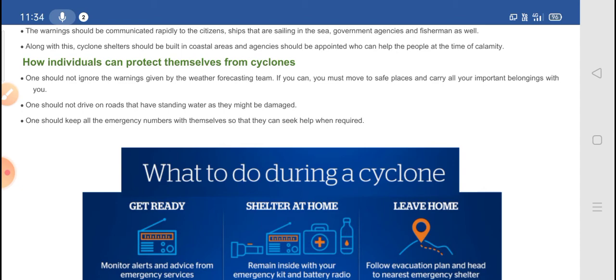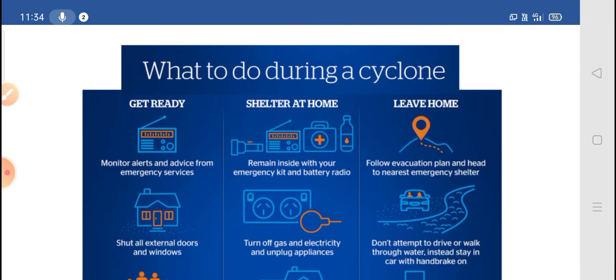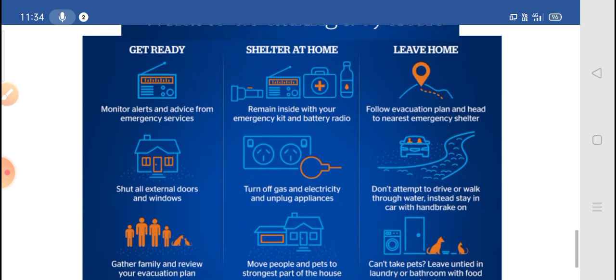And one should keep all the emergency numbers with themselves so that they can call for help when they require. Right now, see what to do during the cyclone. So here some important images are given.